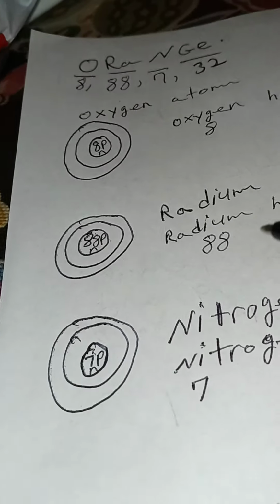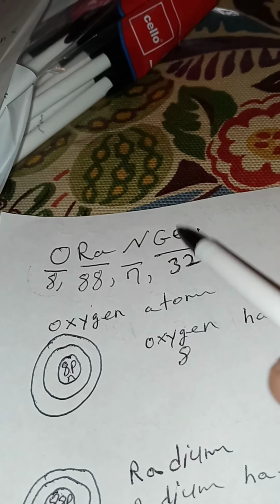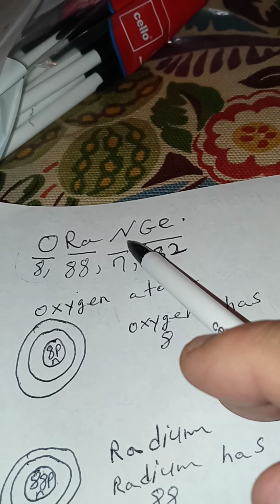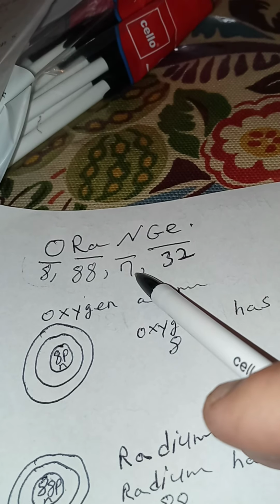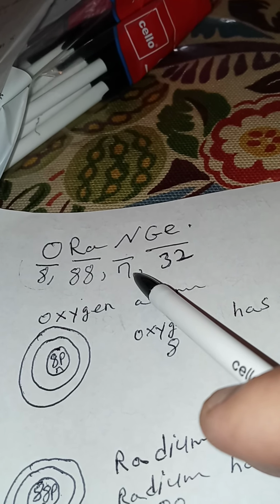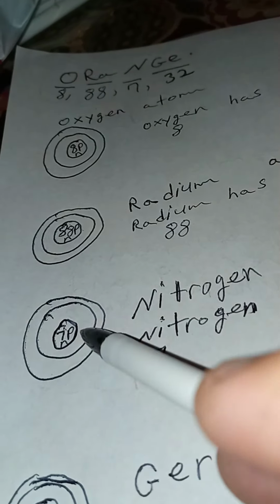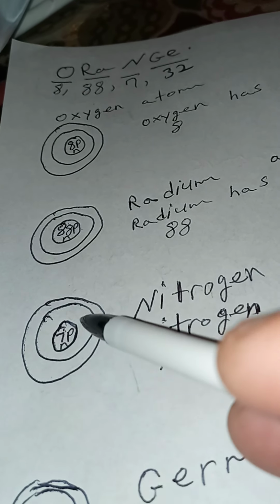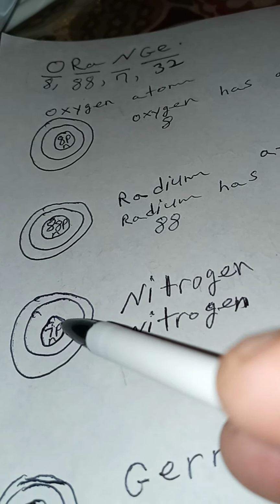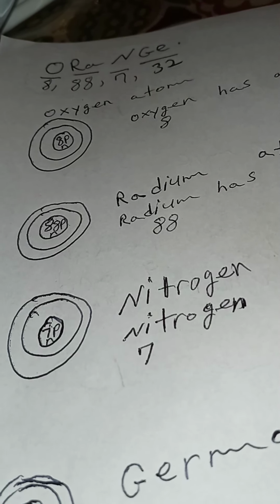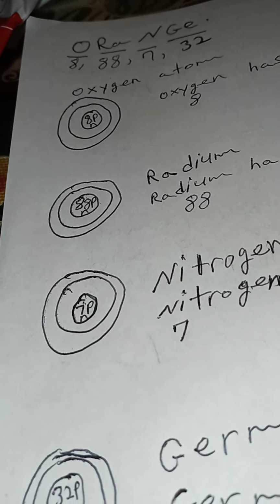Now, next we have N, capital N for nitrogen, and it has 7 protons, which means the atomic number of nitrogen is 7. So we go down here, we see a P, and we see an N. The P is for proton. The 7 next to it is the number of protons, which is positively charged. Right there, see it? The atomic number is 7.